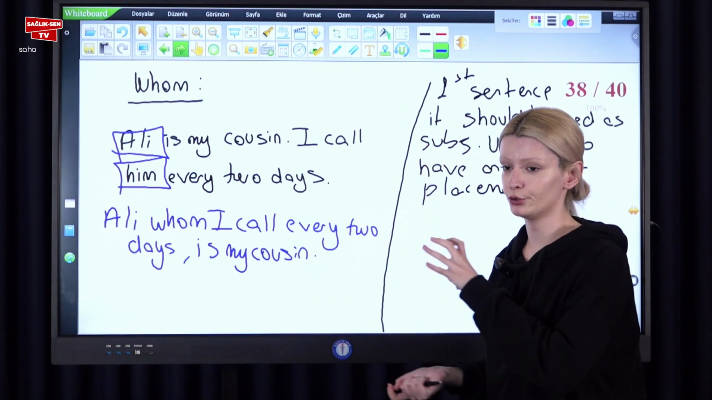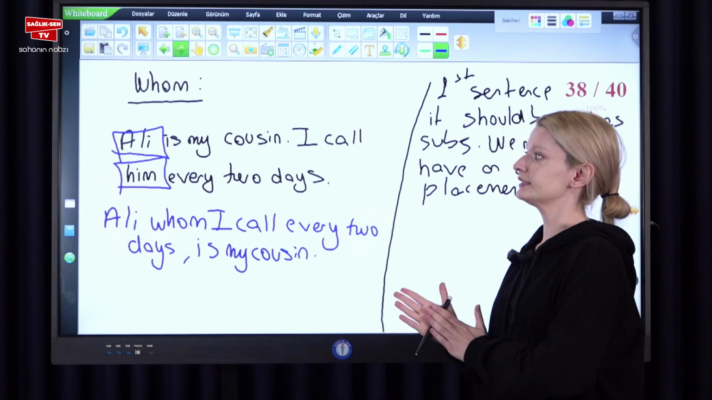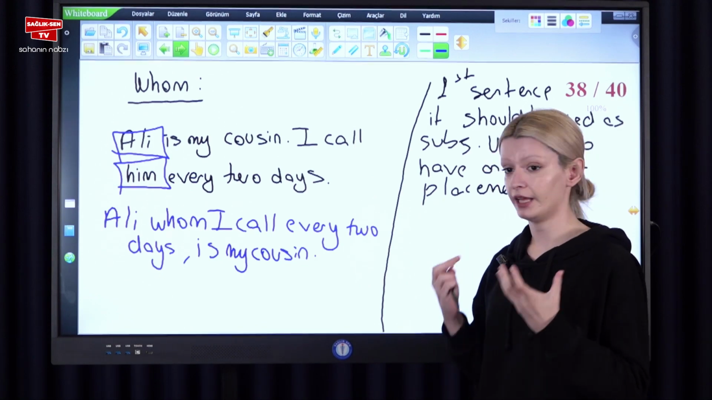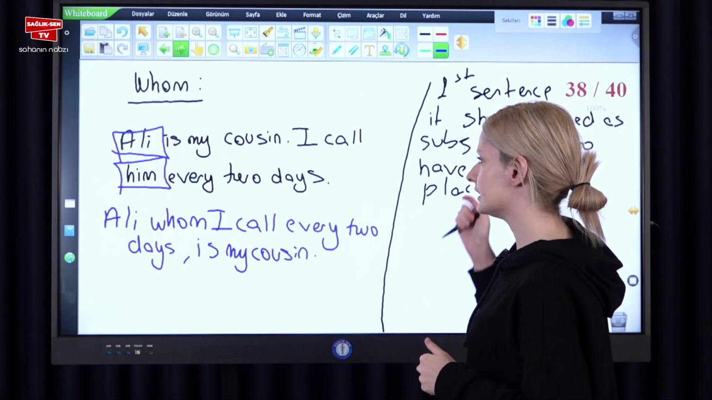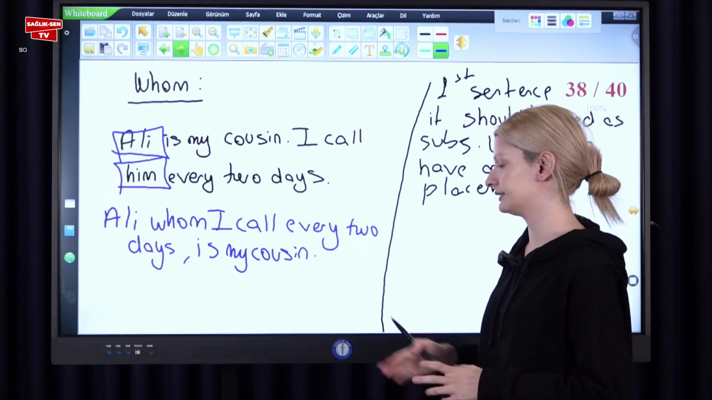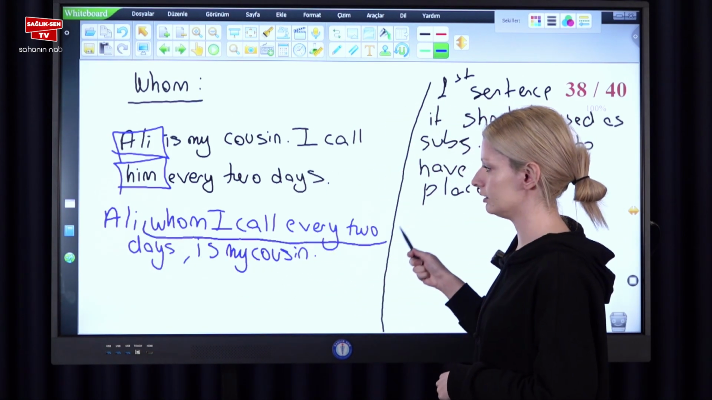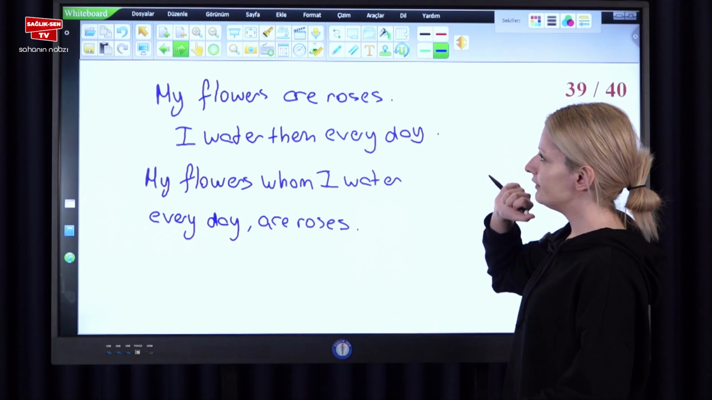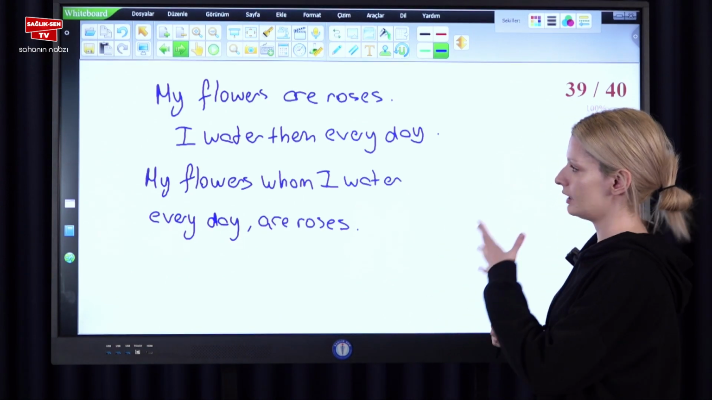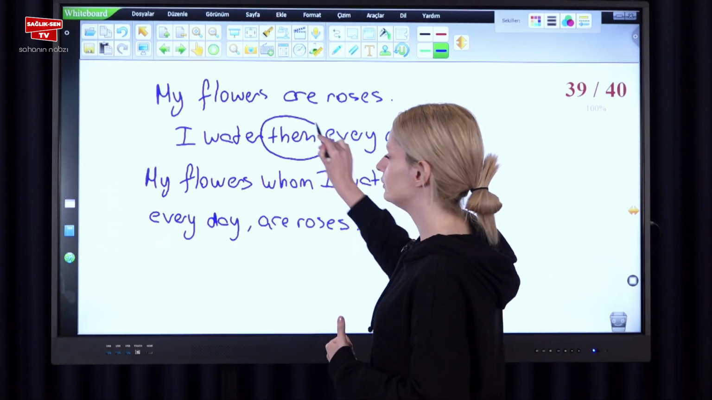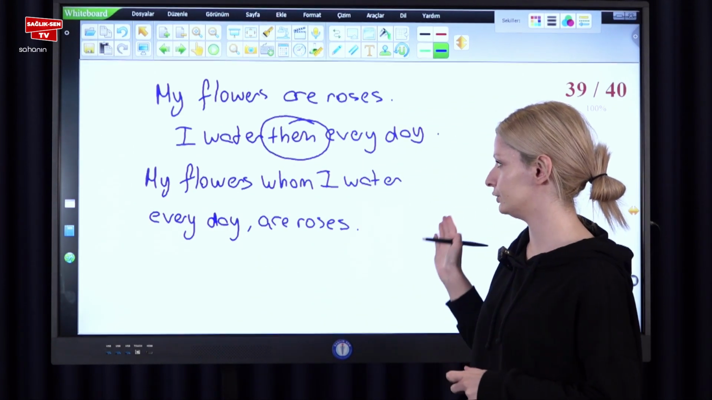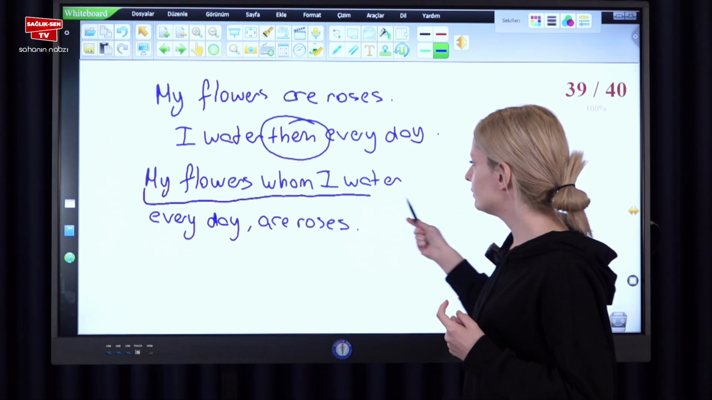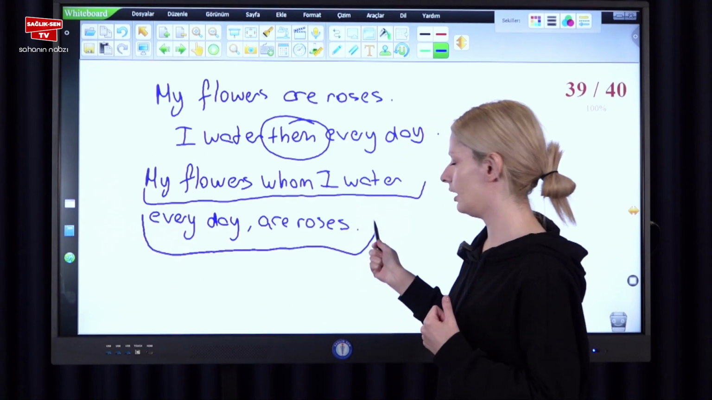Then we studied whom. In one of the sentences, the name should have the placement of an object. Ali is my cousin. I call him every 2 days. Ali, whom I call every 2 days, is my cousin. My flowers are roses. I water them every day. Again, in the second one, you can see an object pronoun is used. So there is an object meaning which we want. My flowers, whom I water every day, are roses.